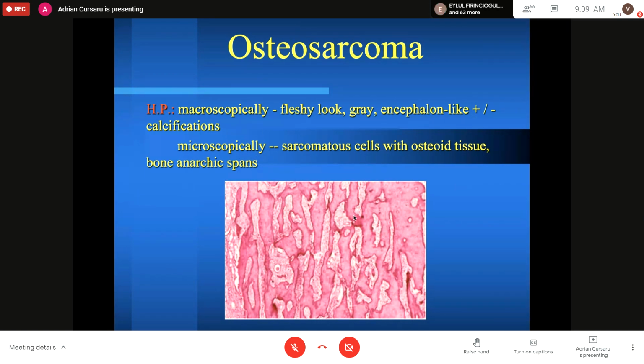Macroscopically, we will have a fleshy, gray look. The tissue is encephaloid in many cases, and you can see some calcifications. Sarcoma cells with osteoid tissue, because it is a bone tumor that has bone cells, and you will find those bone cells on the histopathological exam. But you will see, in comparison with a benign tumor, the anarchic spans.